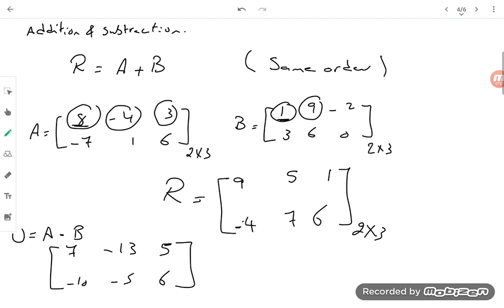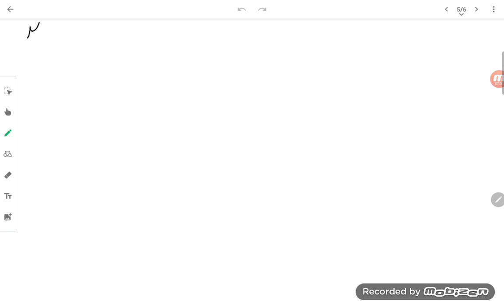What about multiplication? In case of multiplication, we are going to talk about number 1 scalar multiplication, number 2 row or vector multiplication, and finally matrix by matrix. Number 1, scalar multiplication, which means that we are going to multiply the matrix by a number.